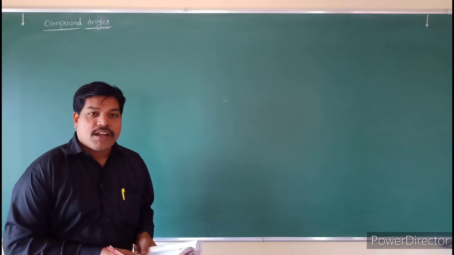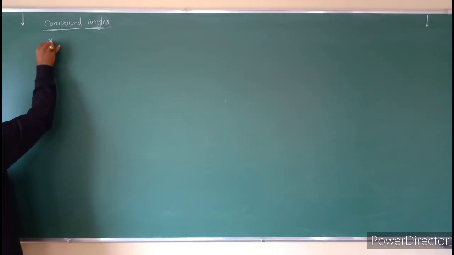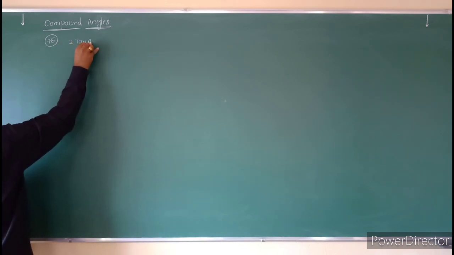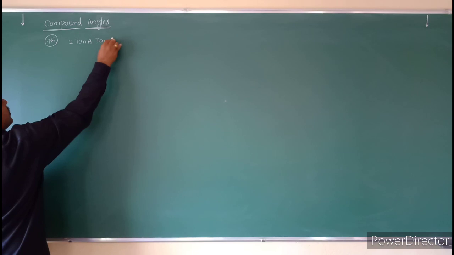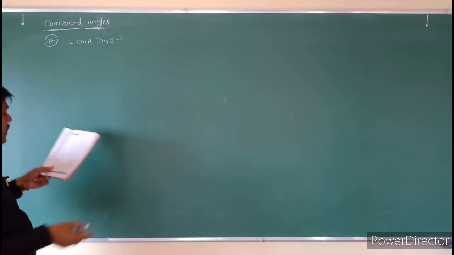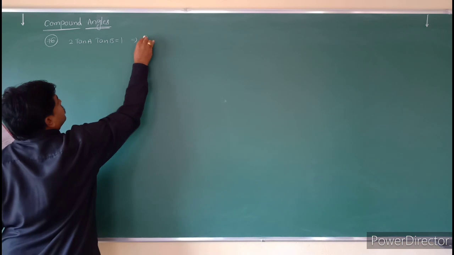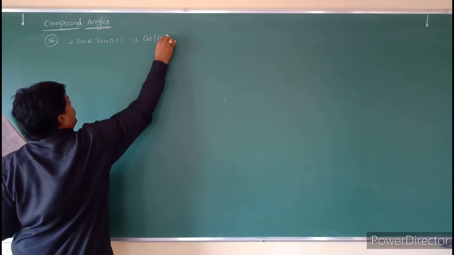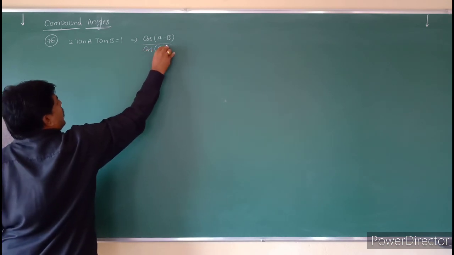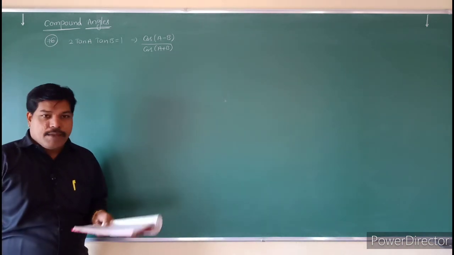So see the question number 76. So see that question, students. What is the question number 76? 2 tan a into tan b is equal to 1. So that implies what is the question? What is the question? Cos of a minus b by cos of a plus b.